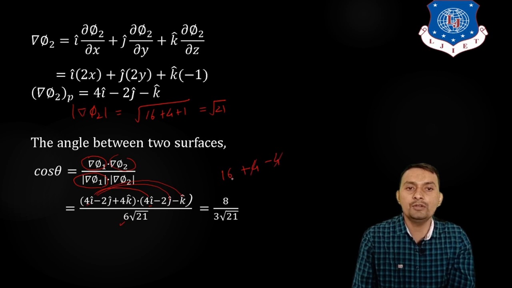So what are we going to get? We get 16, so 16 divided by 6 under root 21. When you simplify, you will get the answer.